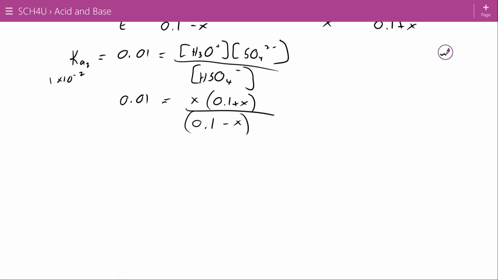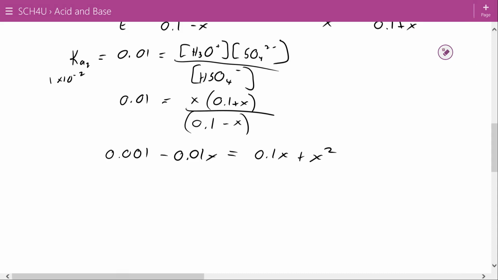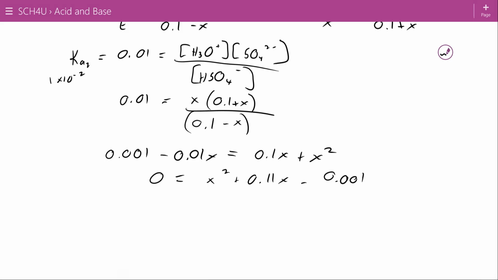And again, I would like to use the 100 rule, but I don't have enough of my initial stuff to justify it. If you're thinking about this, this is sort of a common ion situation, and you could ignore x, especially in the bottom, but I'm just going to work through it and do the full quadratic because it's not that bad. So 0.01 times 0.1 gives me 0.001 minus 0.01x equals 0.1x plus x squared. I'm going to move everybody to the left-hand side all in one step here. This is going on for a long time, so let's speed it up a little bit. x squared plus 0.11x minus 0.001.